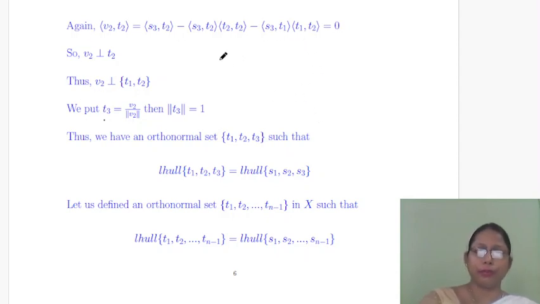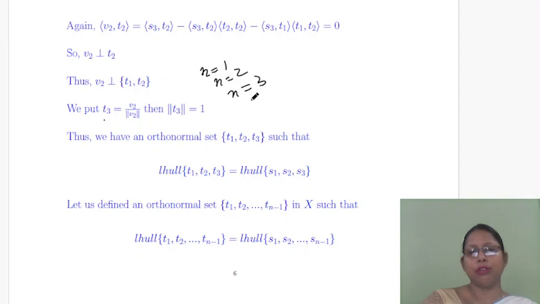We are going to prove by mathematical induction. We have seen that the result is true for n equal to 1, n equal to 2 and n equal to 3. We are going to show that this result is true. First we assume that the result is true for n minus 1. Then we will show that the result is true for n. Hence, by mathematical induction, the result is true for any natural number.